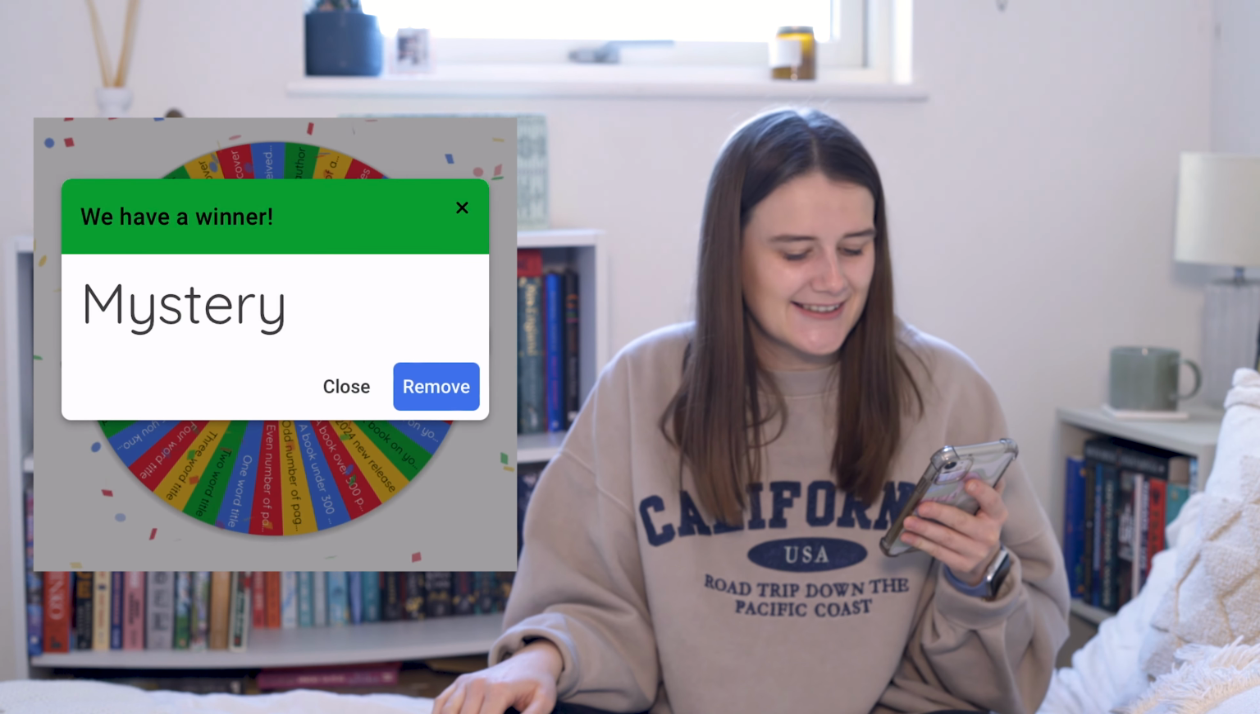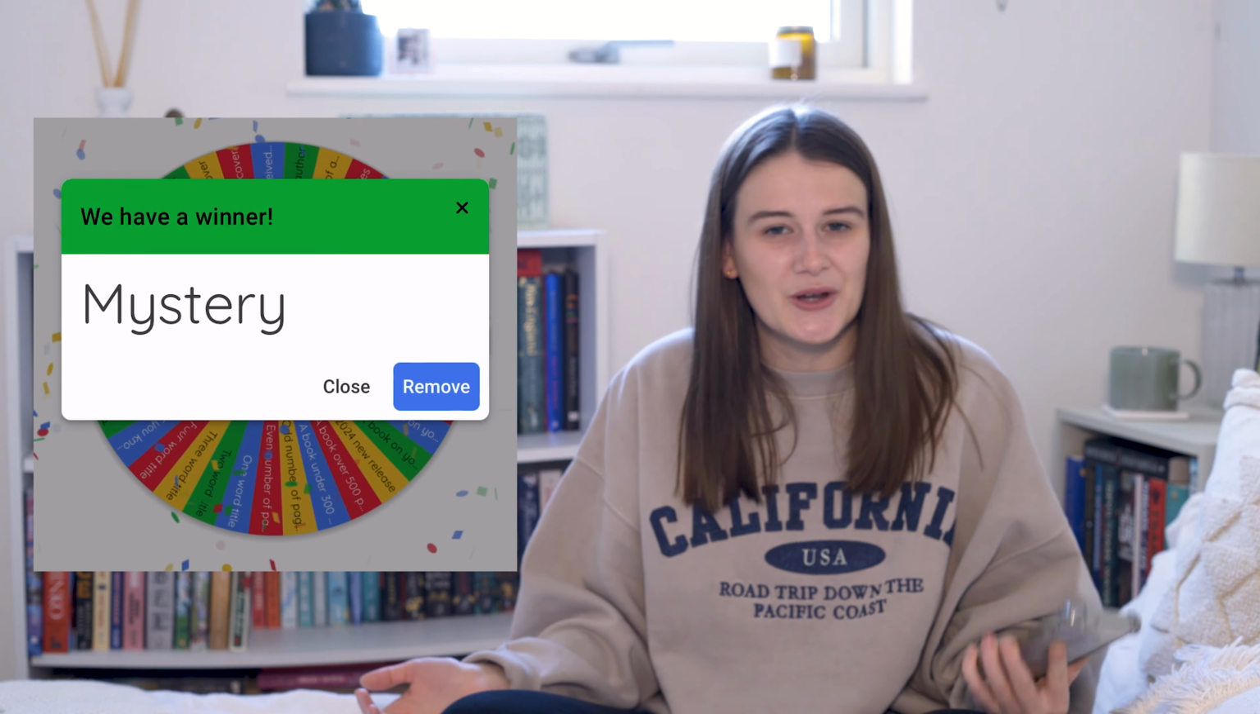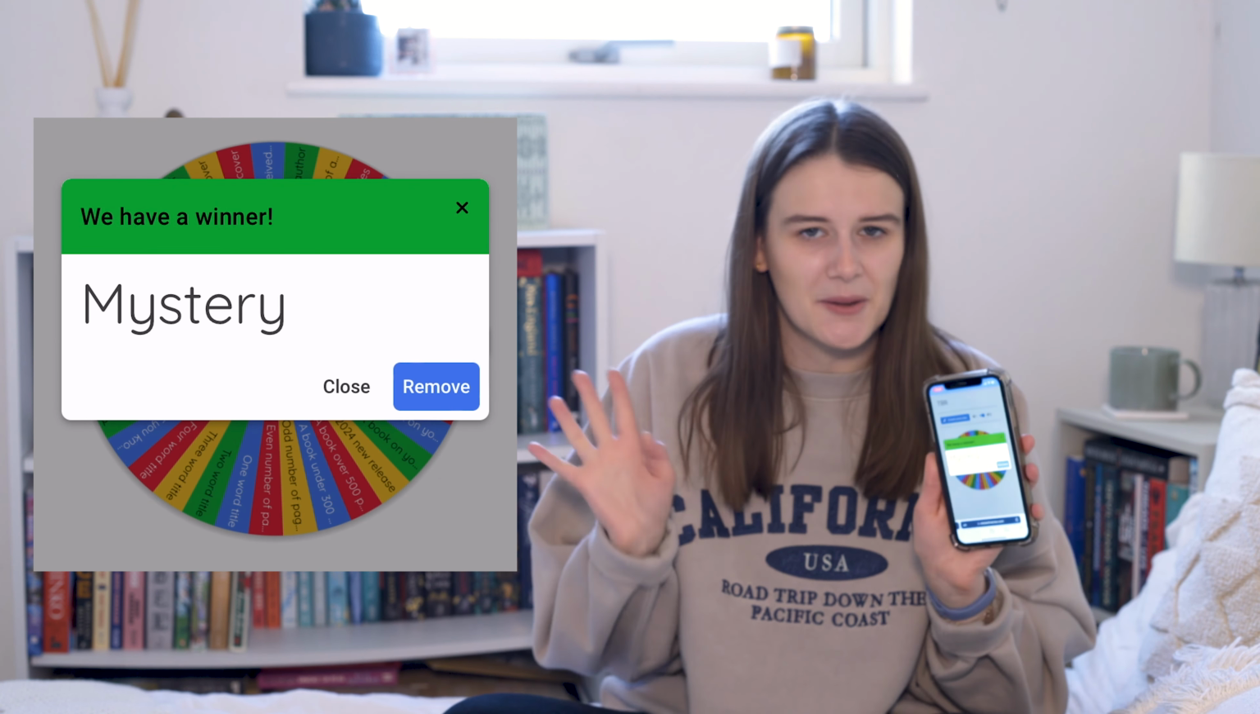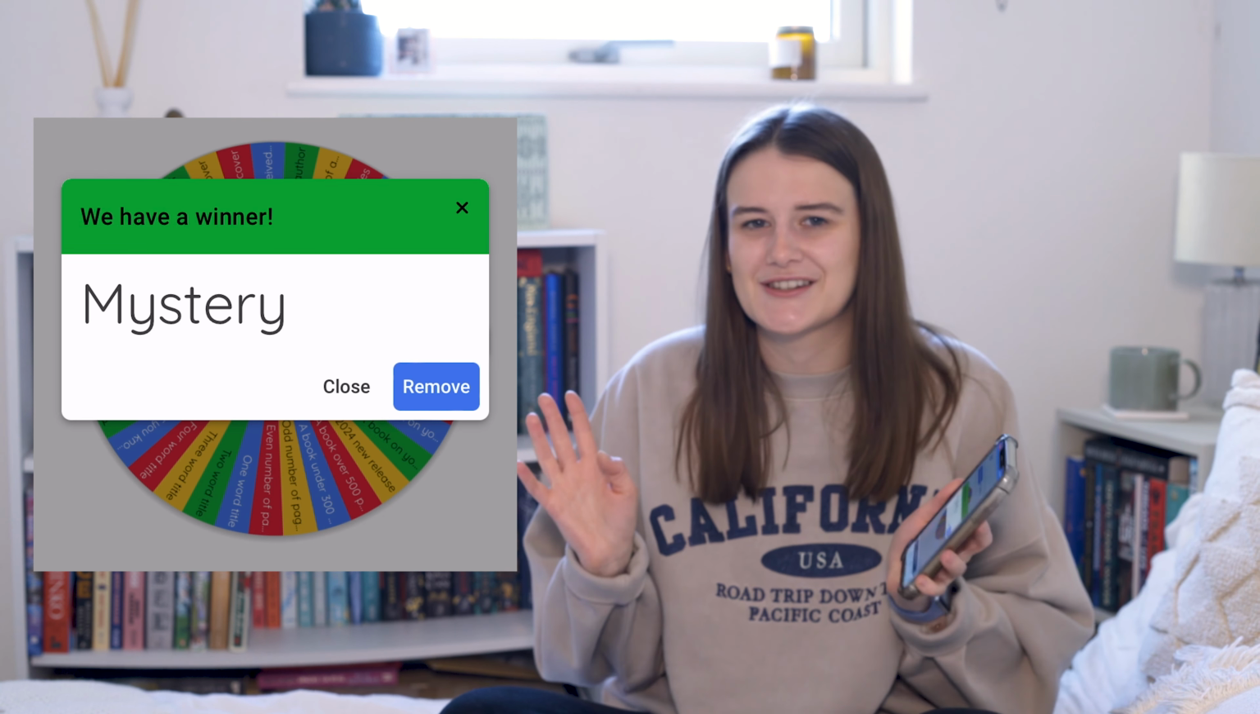Right, first spin. What's it gonna be? Ooh, mystery. Nice. I love mysteries. I've got so many that are on my physical and my Kindle TBR that I want to get to. So I'm happy with that one. That's a good first start. So mystery, what a great category to kick things off with. One of my favourite genres.